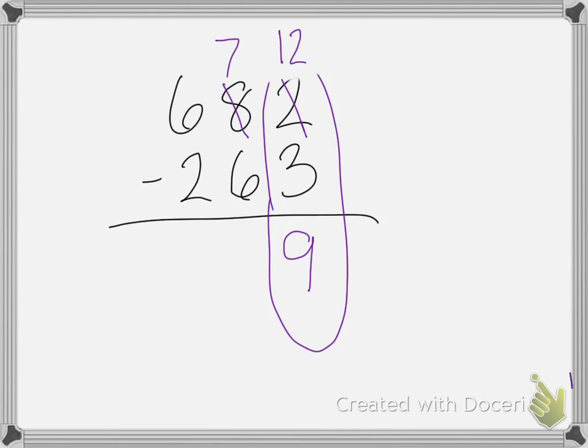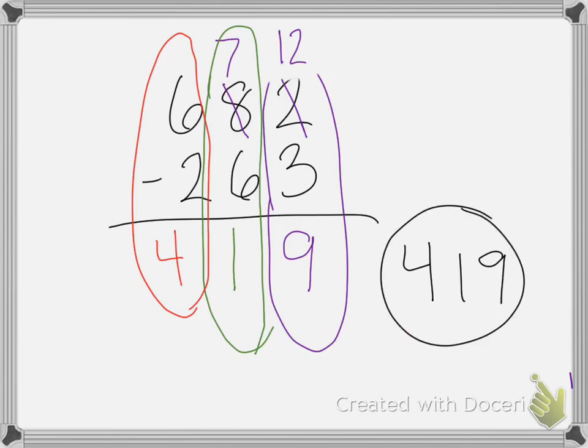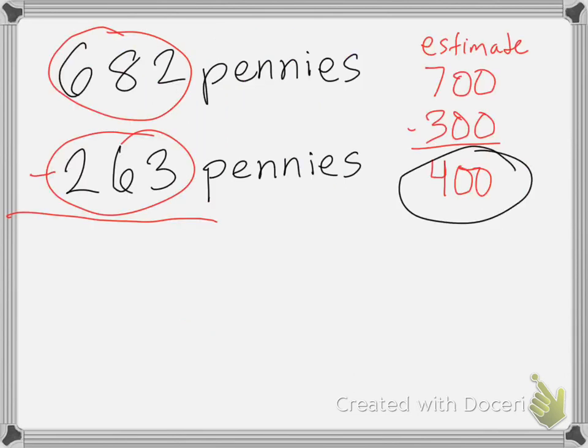Okay. So next we subtract the tens digits. That's the second column. So I have 7 minus 6, that equals 1. And then I subtract the hundreds digits. 6 minus 2 is 4. So my total answer is 419. And that's actually pretty close to my estimate.